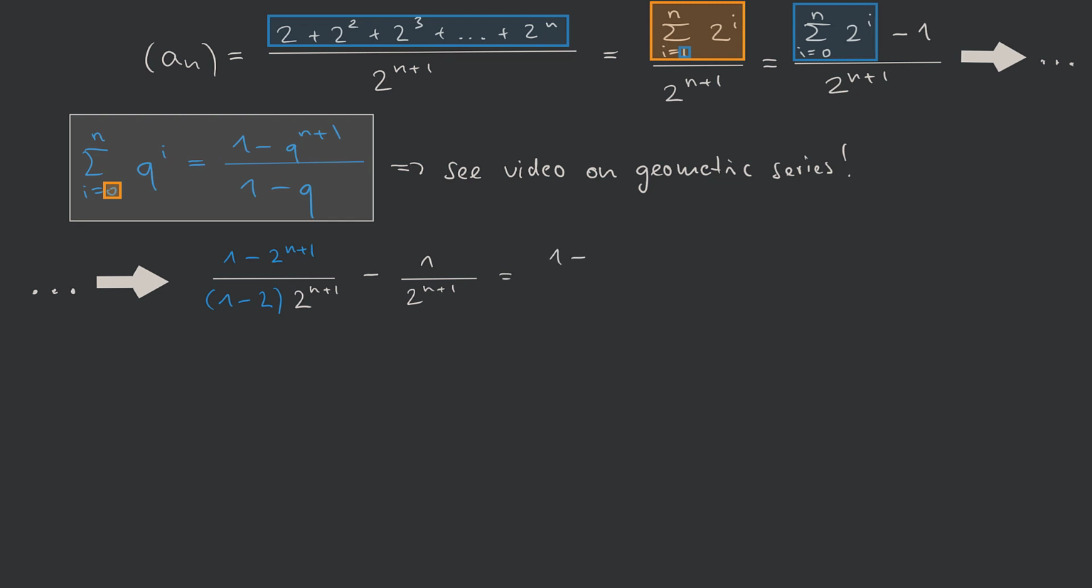1 minus 2 to the power of n plus 1, now divided by 1 minus 2, which is minus 1. So we can write minus 2 to the power of n plus 1. And now we have this expression, minus 1 over 2 to the power of n plus 1. So except for the minus sign, that has the same denominator. So we can change that minus sign to a plus sign like this. And we have taken everything to the common denominator. So we can further simplify.